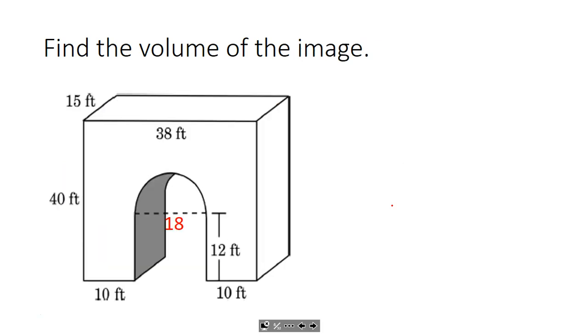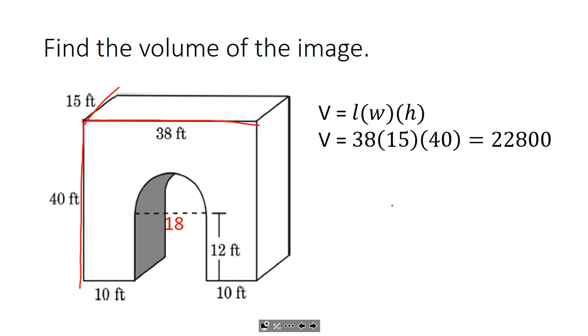This one then says find the volume of the image. So what I'm going to do is find the volume of the whole image by doing length times width times height. That's what I'm going to do first. So that's going to give me 22,800. Then I'm going to find the volume of this area right here. So we got our length times width, and then right there.